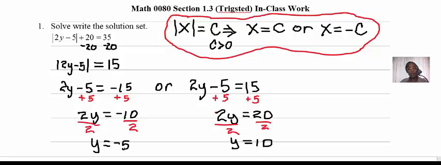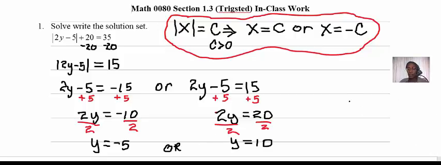So when y equals negative 5, what's inside of these absolute value bars, 2y minus 5, becomes negative 15. Sorry. And when y is 10, what's inside of these absolute value bars becomes positive 15. And so that's how the two solutions result.